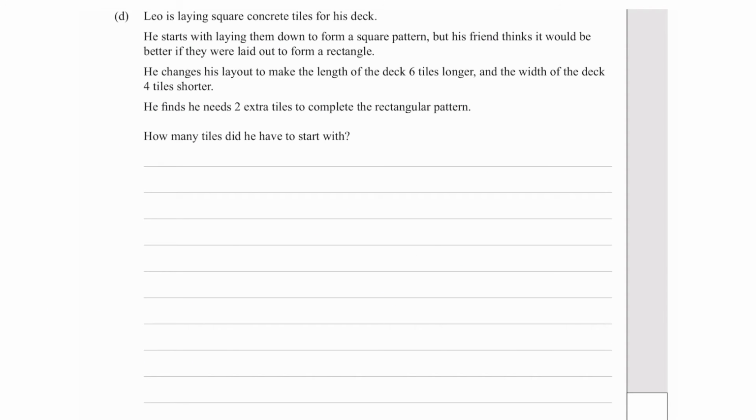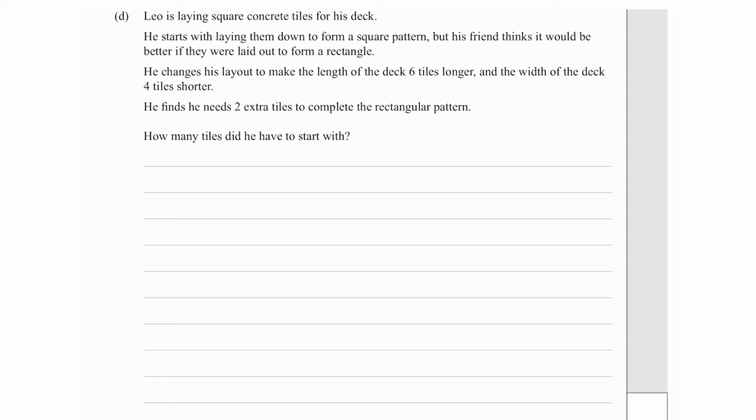Alright, let's look at the last part of question 2, part D. We've got the bro Leo. He's laying some square concrete tiles. He starts laying them down to form a square pattern, but his mate says he should lay them down in a rectangle. He changes his layout to make the length of the deck 6 tiles longer and the width 4 tiles shorter. He finds he needs 2 extra tiles in order to complete the rectangular pattern. So how many tiles did he have to start with? Now this sounds like a bit of a tricky question, so let's go through step by step.